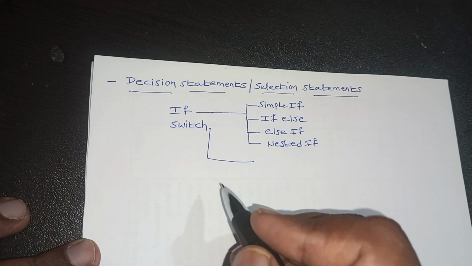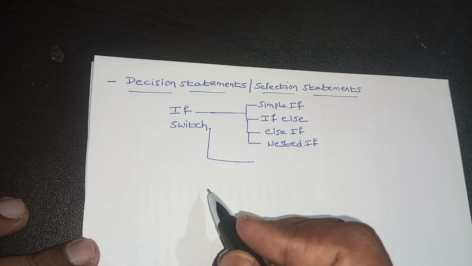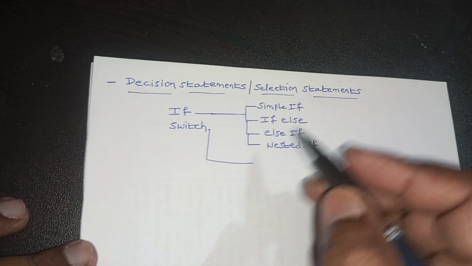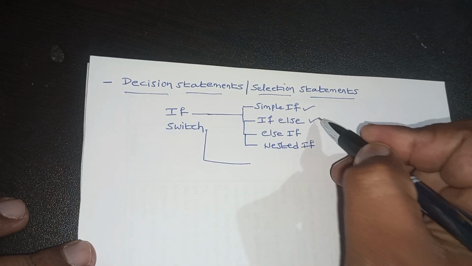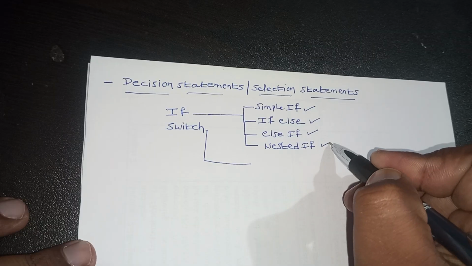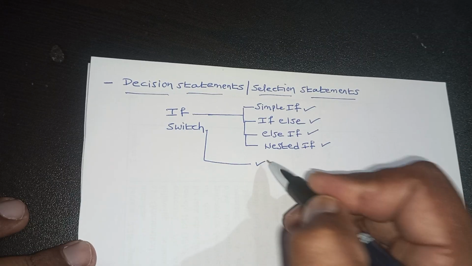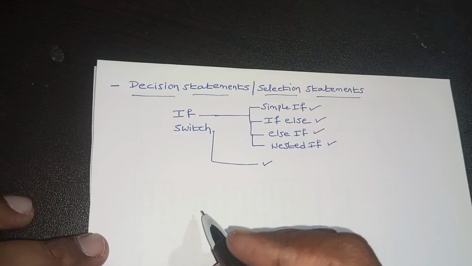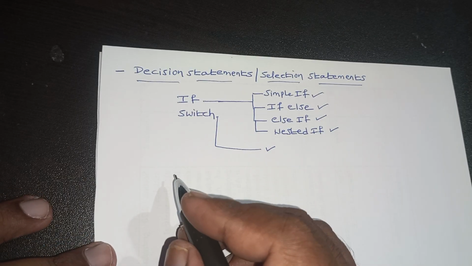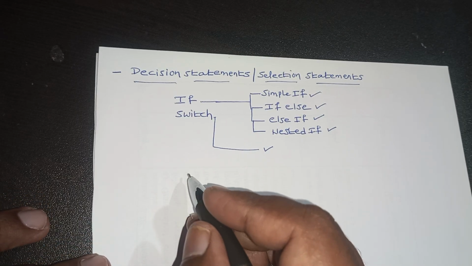First we will take the theory, then we will take examples: how to write the program for the simple if, then if else, then else if, and then nested if. Then we go for the switch statement. Now, coming to the syntax, how do we follow the syntax for the if?